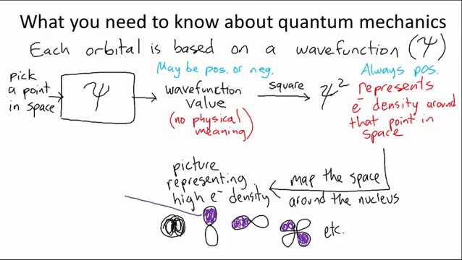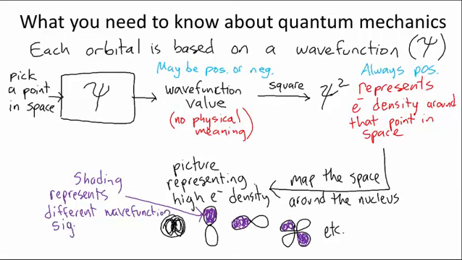Okay, so here, shading just represents different wave function signs. It doesn't really matter which we call positive or which we call negative, like whether shaded is positive and unshaded is negative, or vice versa. The important thing is that the two lobes of a p orbital are opposite.